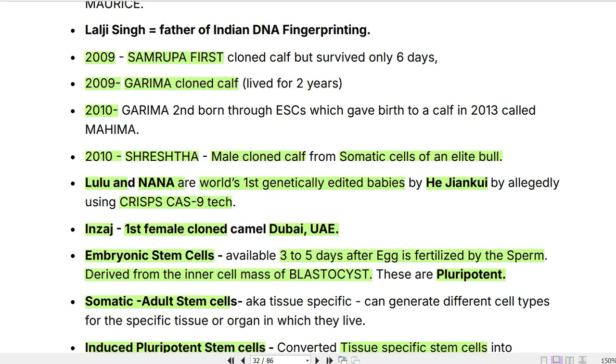So Samrupa was the first cloned calf in 2009, and then came Garima, the second cloned calf, and after Garima came Mahima. Garima, which was a cloned calf, lived for 2 years, and Garima, second born through embryonic stem cells, gave birth to a calf in 2013 called Mahima. So all you need to remember is that the first one was Samrupa, the second was Garima, the third was Mahima, and the fourth, in 2010, was the bull calf Shrestha, a male cloned calf.